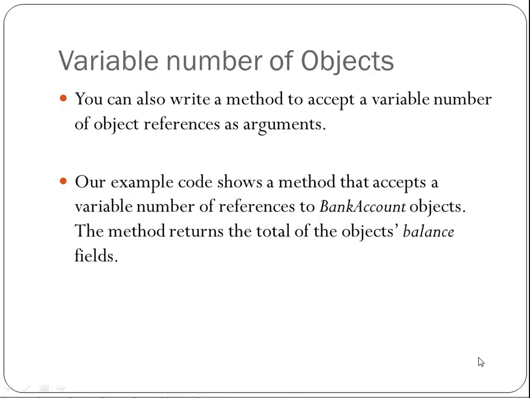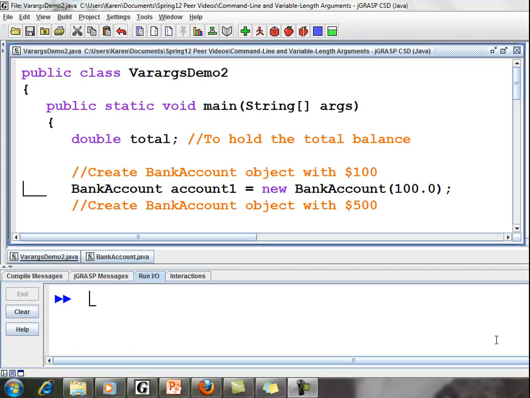You can also write a method to accept a variable number of object references as arguments. Our example code shows a method that accepts a variable number of references to bank account objects. The method returns the total of the objects' balance fields. So here we have the sample code out of the book.